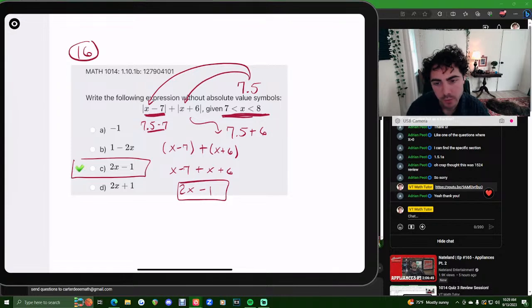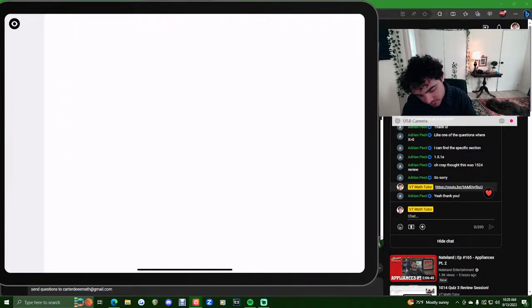Okay, so it's the idea of if you drop the absolute value bars, you're going to have to either tack on a positive or negative based on whatever the domain interval is that they give you. Okay? Okay, that was number 16. We just had 2 more here.